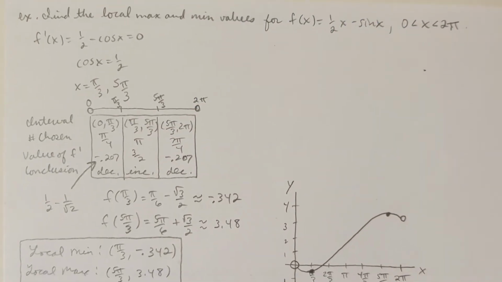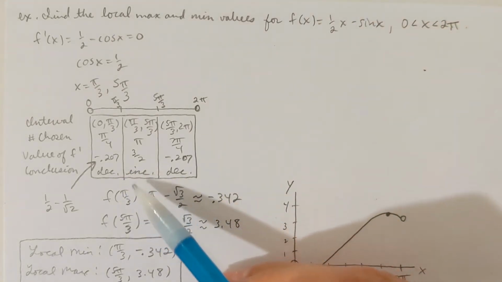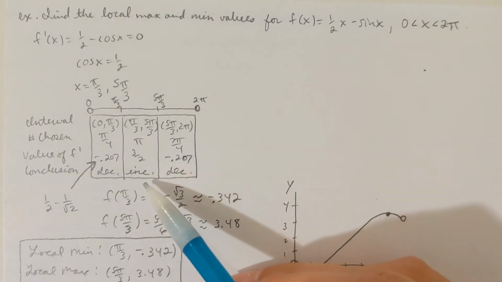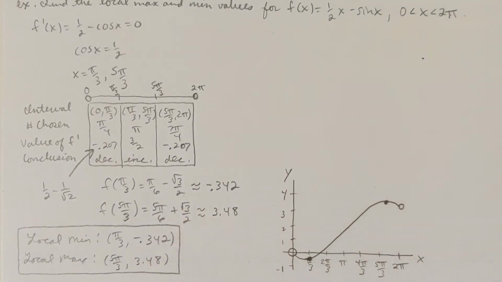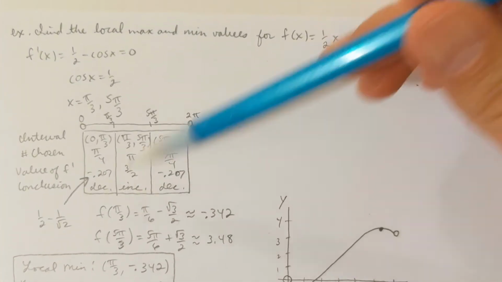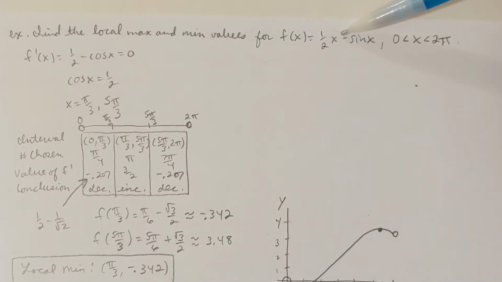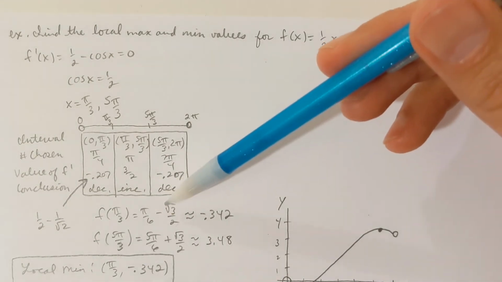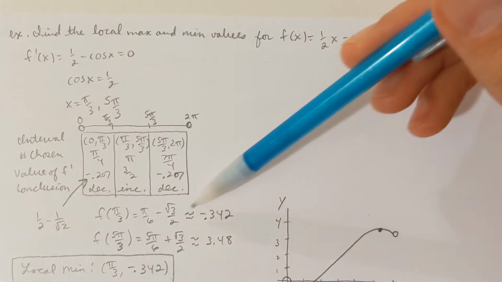We're decreasing, then increasing, and then decreasing. So the fact that we are decreasing and then increasing produces a local min at x equal pi over 3, and increasing to decreasing produces a local max at 5 pi over 3. Now if I plug pi over 3 into the function to get the output, 1/2 times pi over 3 is pi over 6, and sine of pi over 3 is root 3 over 2. Pi over 6 minus root 3 over 2 would be roughly negative 0.342 to the nearest 3 digits.